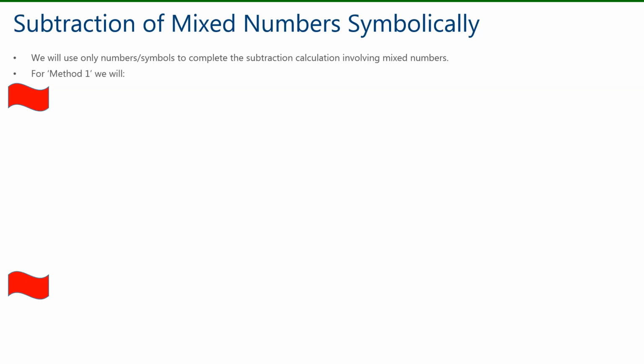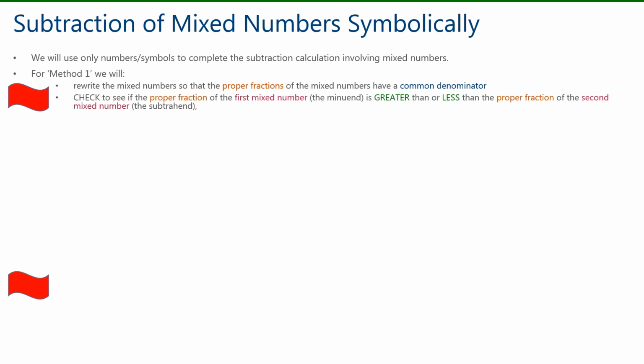For Method 1, we will, first of all, rewrite the mixed numbers so that the proper fractions of the mixed numbers have a common denominator. We will then check to see if the proper fraction of the first mixed number, the minuend, is greater than or less than the proper fraction of the second mixed number, the subtrahend. And this will give rise to a couple of situations. And in this video, we're just going to be looking at situation A.